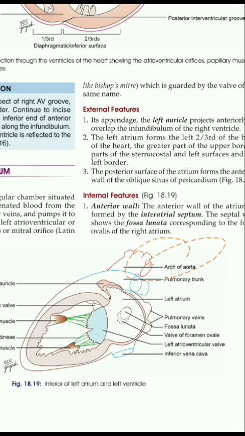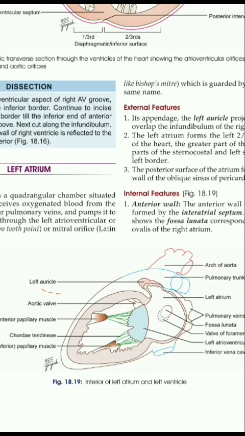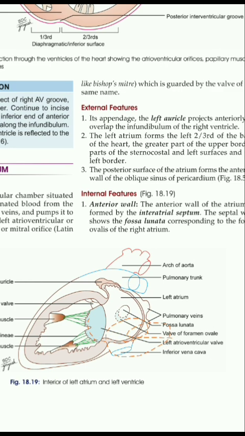So that is our arch of aorta, pulmonary trunk, that is our left auricle. Here we see the aortic valve, and that's our anterior papillary muscle. There's an inferior papillary muscle, chordae tendineae, and that is called pulmonary veins, fossa lunata or fossa ovalis. That is our valve of foramen. That is our left atrioventricular cusp. That's our left atrioventricular cusp or left atrioventricular valve. That is our inferior vena cava.